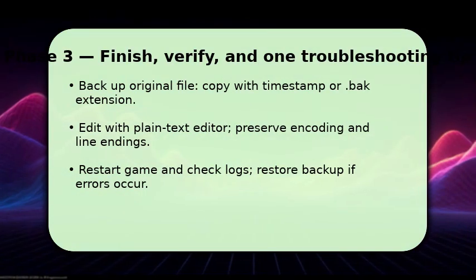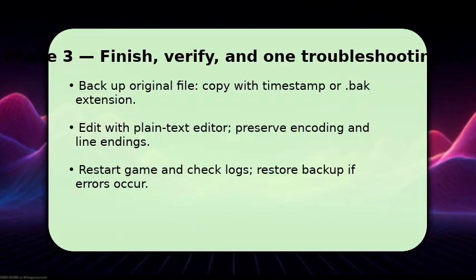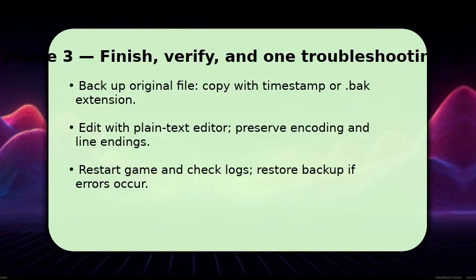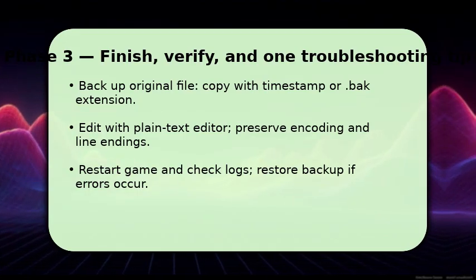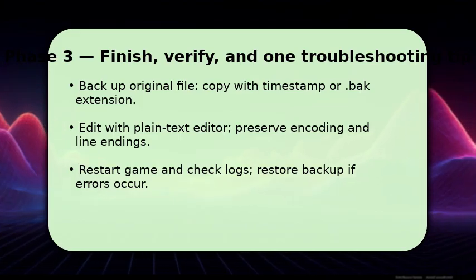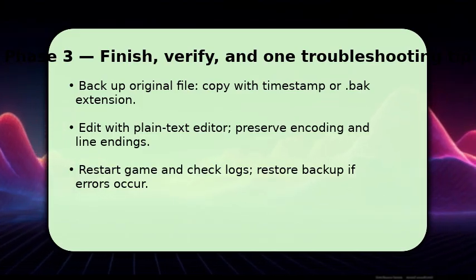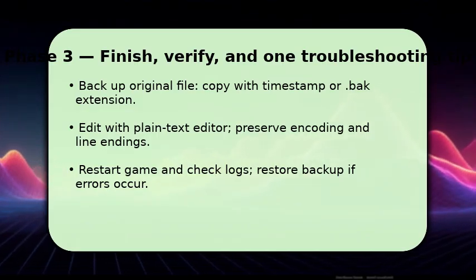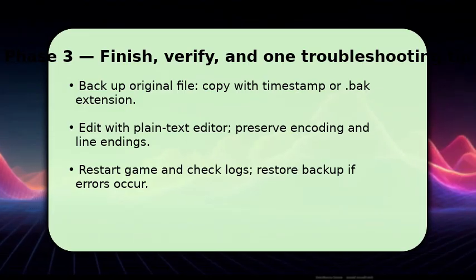You're at the final step. Make a backup before changing anything, copy the original and append a timestamp or add .bak so you can revert. Then open the config with a plain text editor, edit values deliberately, and maintain encoding and line endings. This prevents parse errors. Once saved, restart the game and verify changes in game and in the log files.